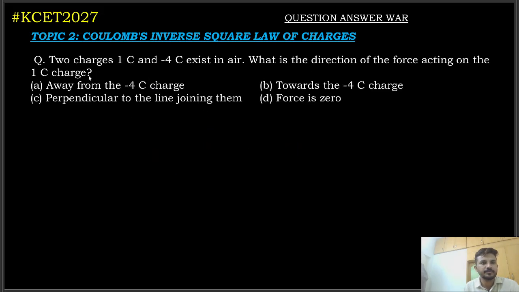Moving on to next one. Two charges, 1 coulomb and minus 4 coulomb, exist in air. What is the direction of force acting on one charge? So 1 is here, minus 4 is here. So since they are unlike charges, they attract each other. So what is the direction of force acting on 1 coulomb? That is towards minus 4 charge.